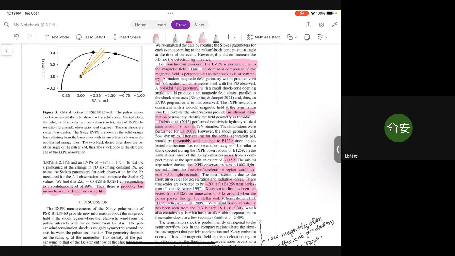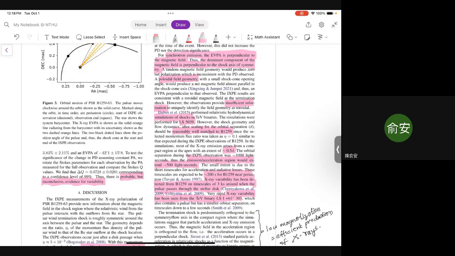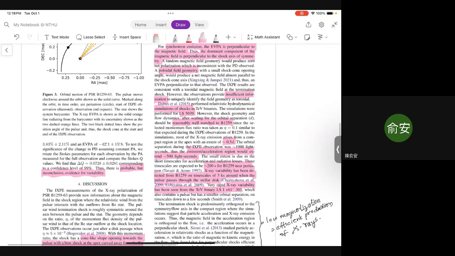Also, they checked the compactness with another gamma ray binary called LS 5039. So, based on the simulation and comparing it with this one, they would say that the orbital separation is about 500 light seconds. So that's the distance, and based on this, the time scale of the X-ray emissions can be said to be 200 seconds.